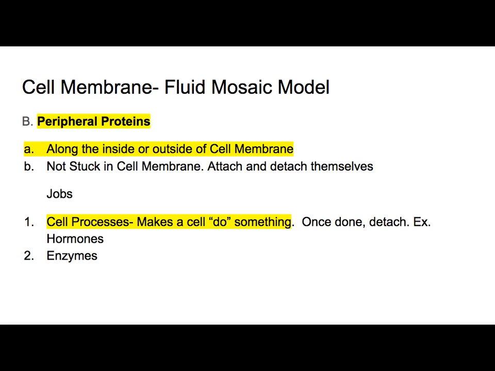So these are the cell processes, and they make the cell do something. Maybe it's hormones, and they might open up the permeability and allow glucose to come through. They may shut down permeability. I mean, they could do a few things. They could do reactions. So it just kind of depends. But they make the cell do something.